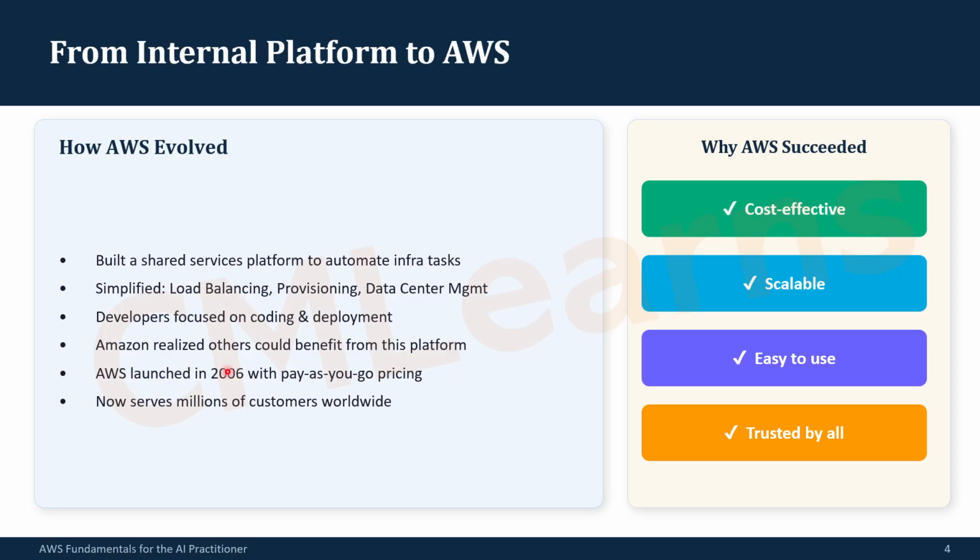So Amazon realized that others could also benefit from this platform. Even though the idea emerged from solving their own problem, they realized it could be beneficial for others and they could make it profitable. So it was launched in 2006 with pay-as-you-go pricing. It was really a deal breaker at that time, because you just have to pay for the resources you use as you go. That was very impressive at that time. And it now serves millions of customers worldwide.